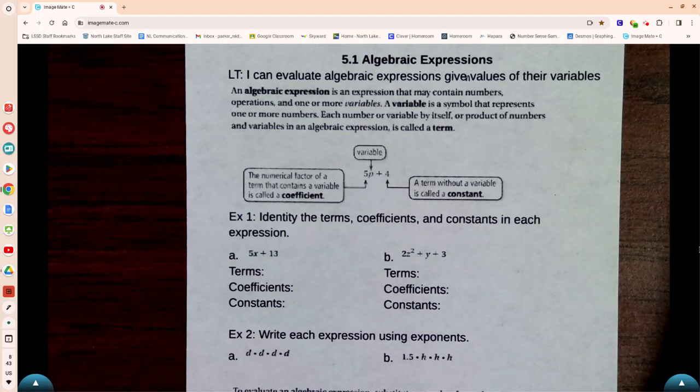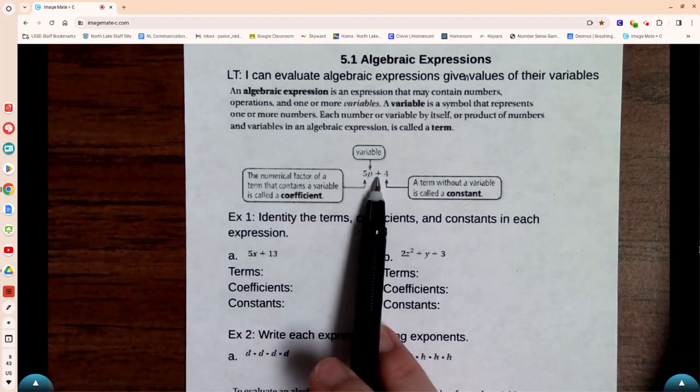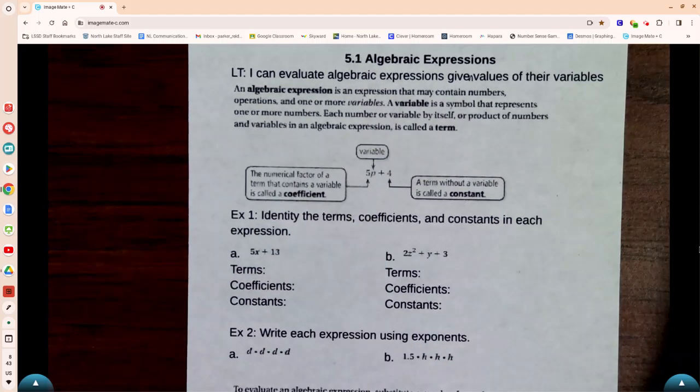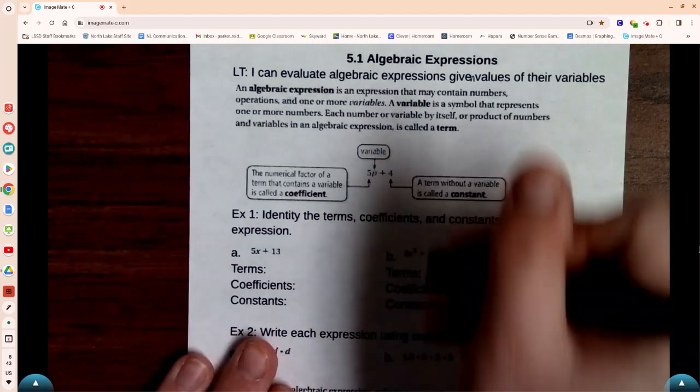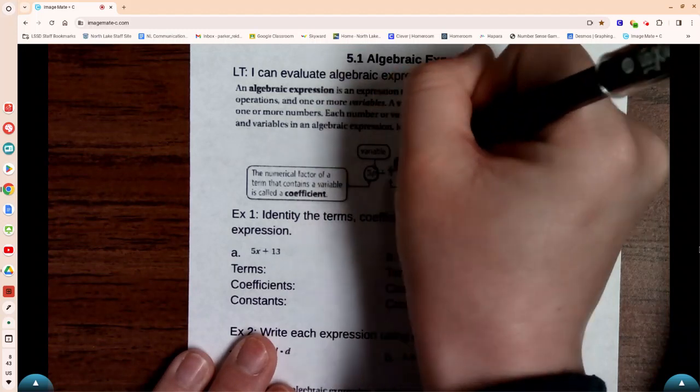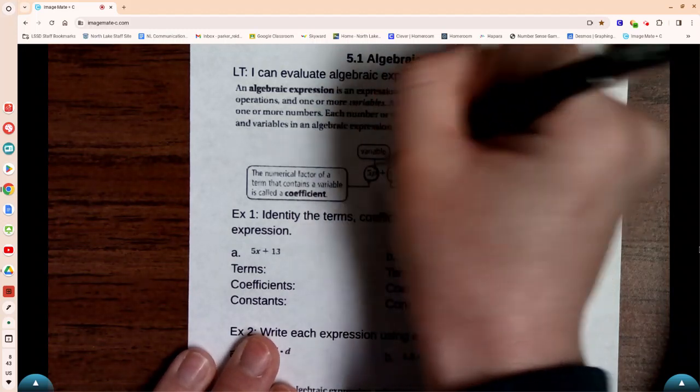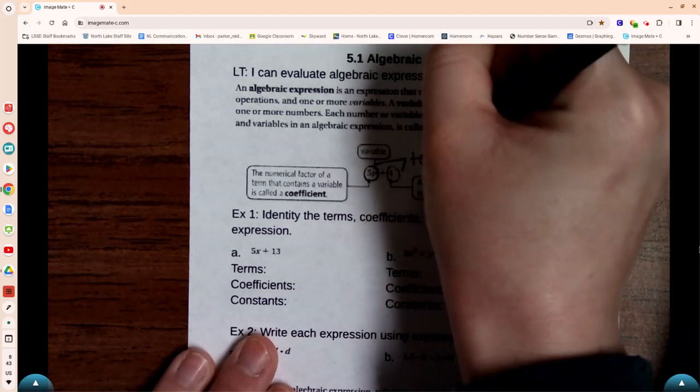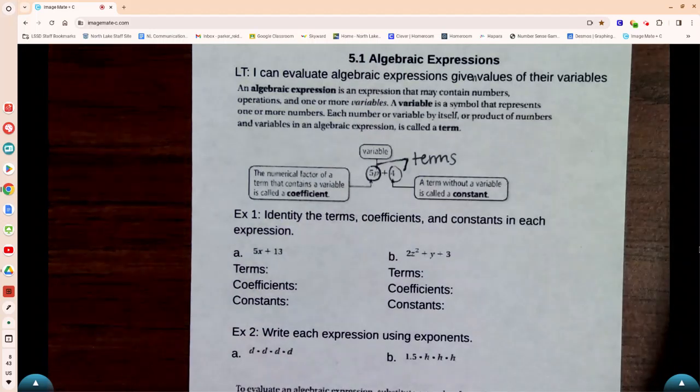So this is the expression. The letter is called the variable. The terms are the individual pieces that are being added together. You can see there's a little plus right there in between these two things. That means there are two terms. There are two things being added together. If we had another addition symbol and another thing after that, that would add a third term. There would be three terms. So the terms are the individual pieces. I'm going to circle those and draw a little arrow and write terms. Just as a reminder, there are two terms in this expression.